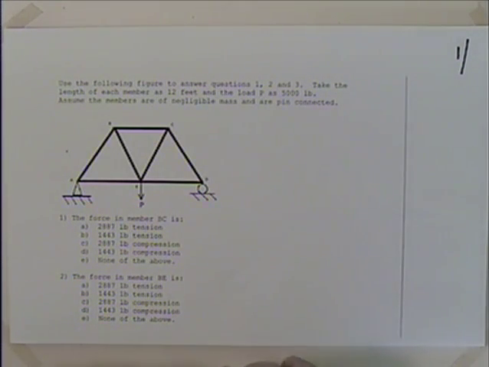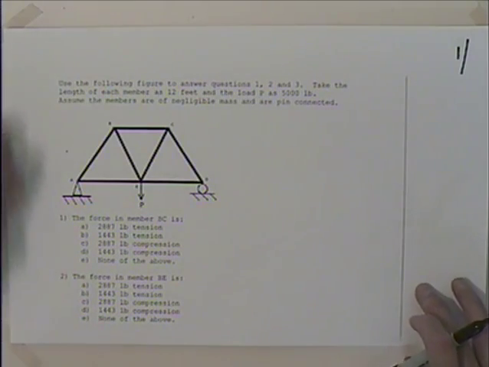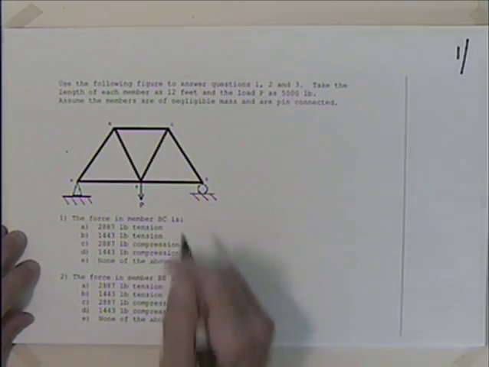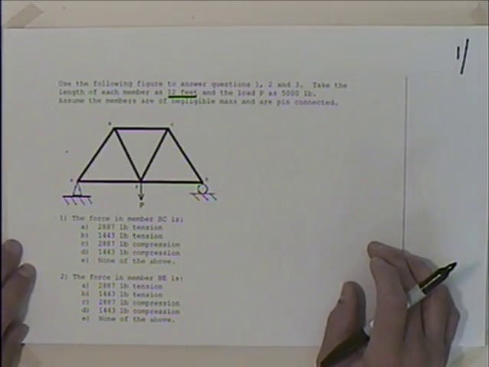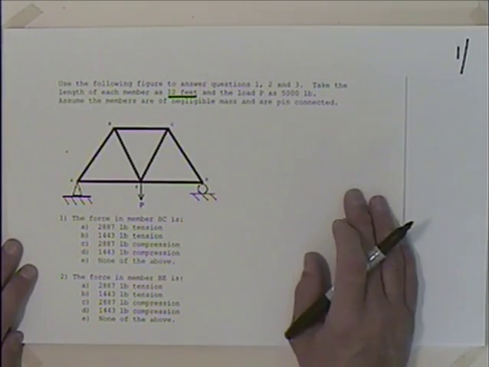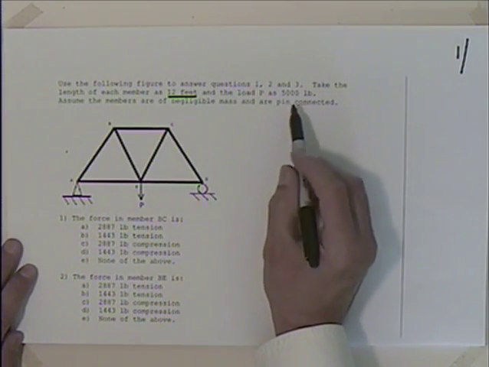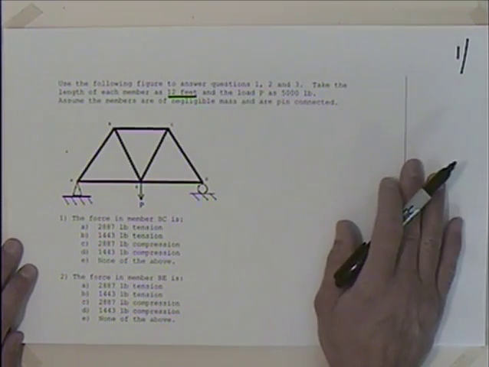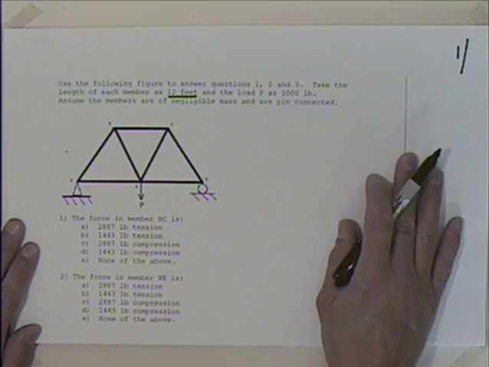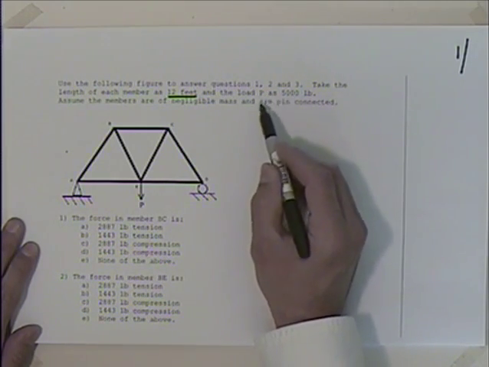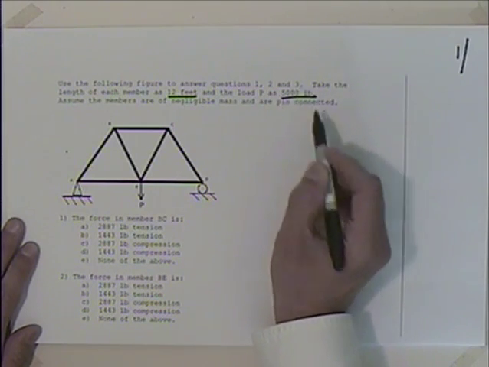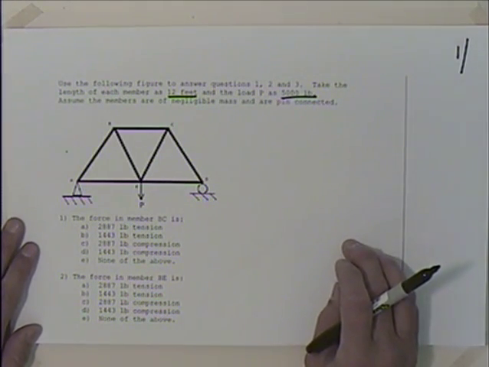So question number one, we've got a typical truss problem. It says to take the length of each member as 12 feet, and I realize the verbiage doesn't show up very well on the video. I've tried to blow it up some. If you download the test, and I'll also be posting the PDF, you should have access to pretty good resolution, and I'll try and reiterate these values if you're just watching the video. Then the load here is 5,000 pounds.